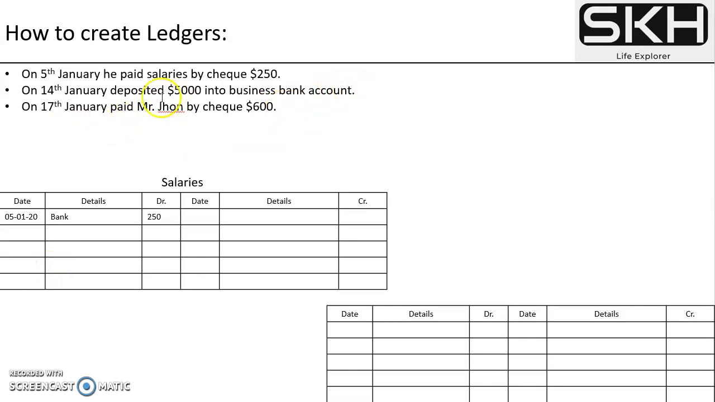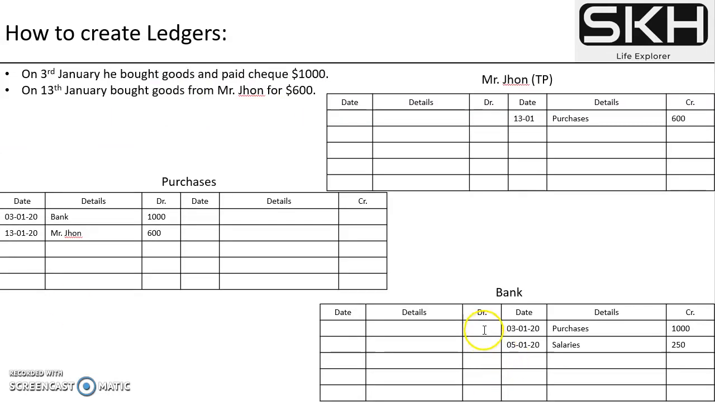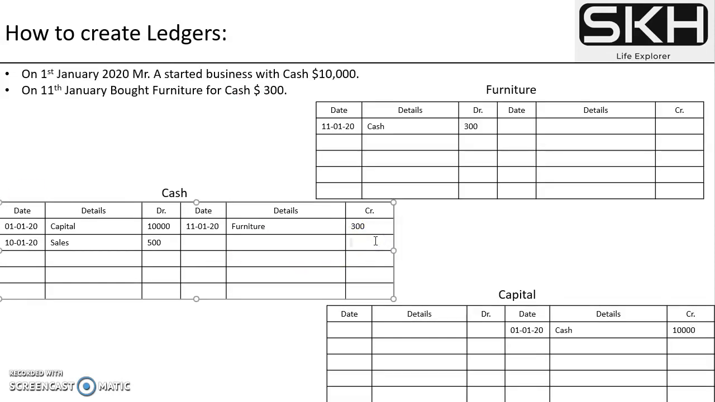Here, on 14th January, deposited 5,000 into the business bank account. In this transaction, again, the first job is to identify the accounts. Two accounts are involved, the bank account and the cash account. As we are depositing money into the bank account, the bank account is going up by 5,000. So let's go back to our bank account. The bank account is going up by 5,000. The date is 15th of January, and the reason is the other account, that is cash. And the same transaction should reflect in the cash account, that 5,000 has gone out of our pocket.